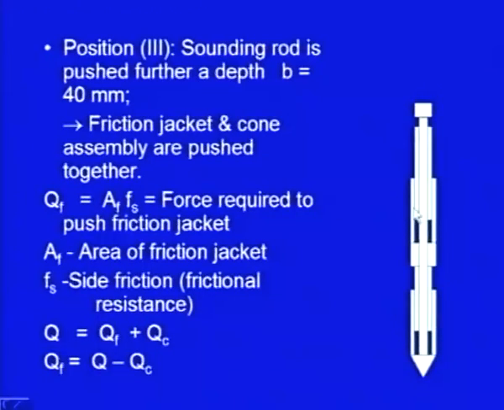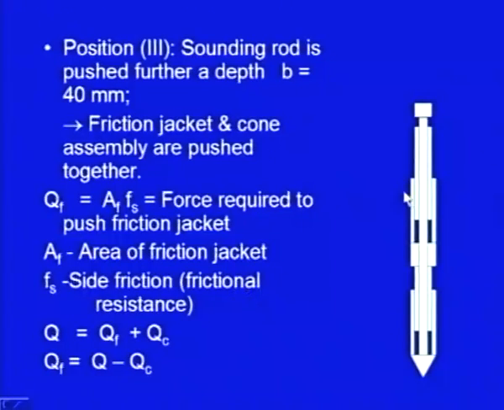So, the additional force now required is QF, which is the force required to push the friction jacket, and here the friction is acting over this surface. So, QF, this additional force, will be equal to AF times Fs, where AF is the total surface area of the friction jacket, and Fs is the side friction, that is the frictional resistance, that means the resistance per unit area.